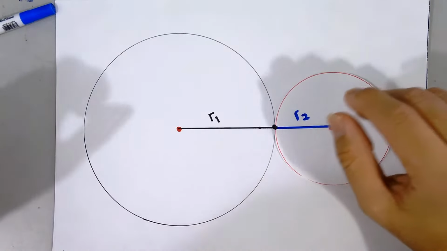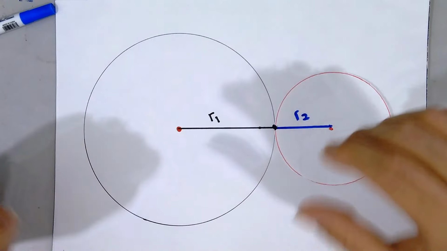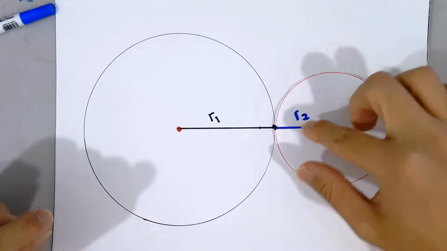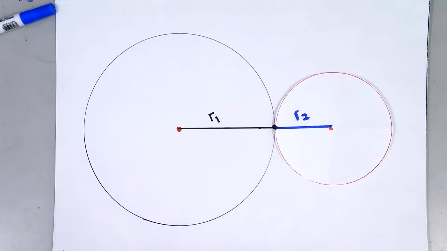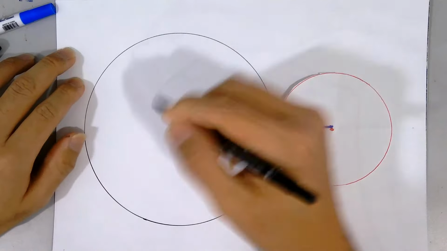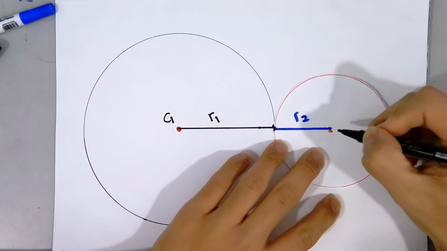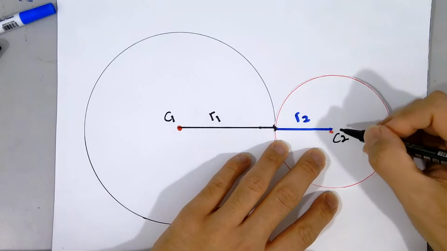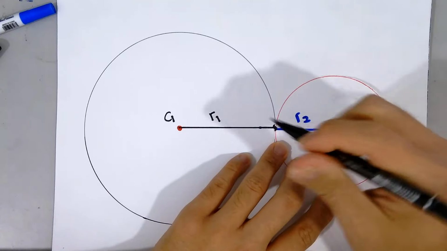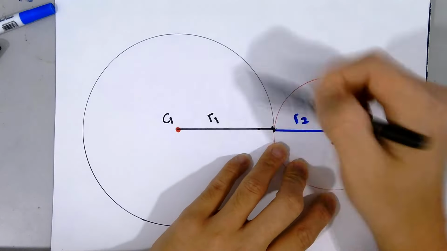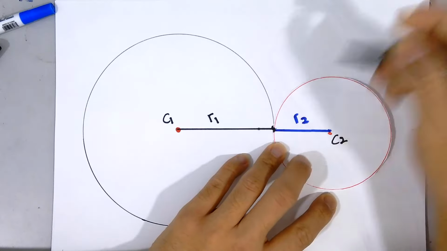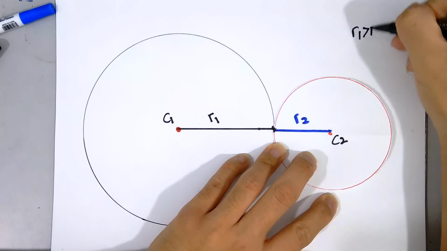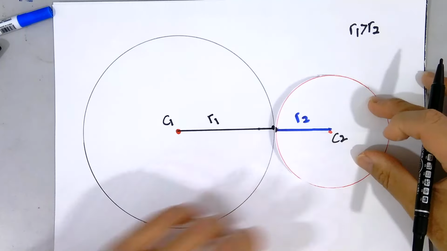So we can explain the situation of these two circles by using the concept of radius and the distance between the centers. I am going to label the first center C1, and the second center, of the other circle, C2. Assume that the radius of the first circle is bigger than the second, so radius 1 is greater than the length of radius 2, right?